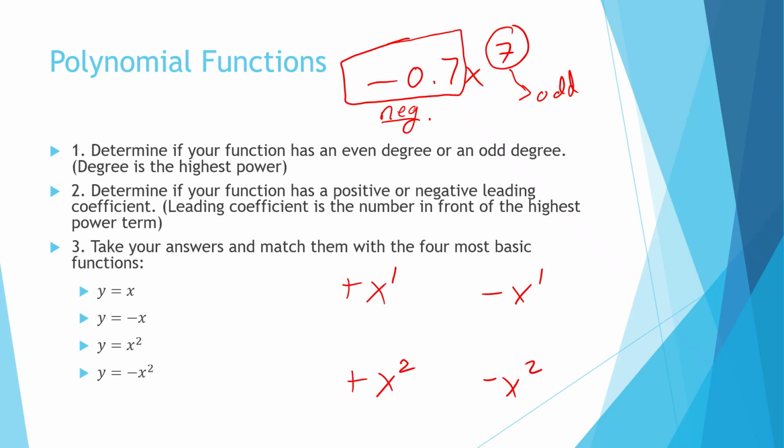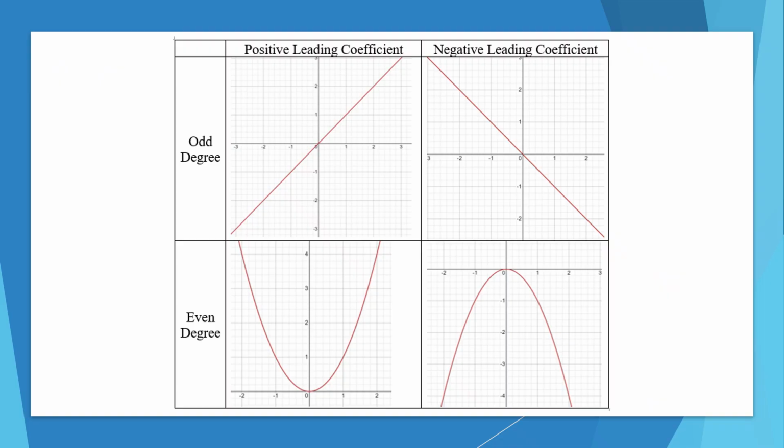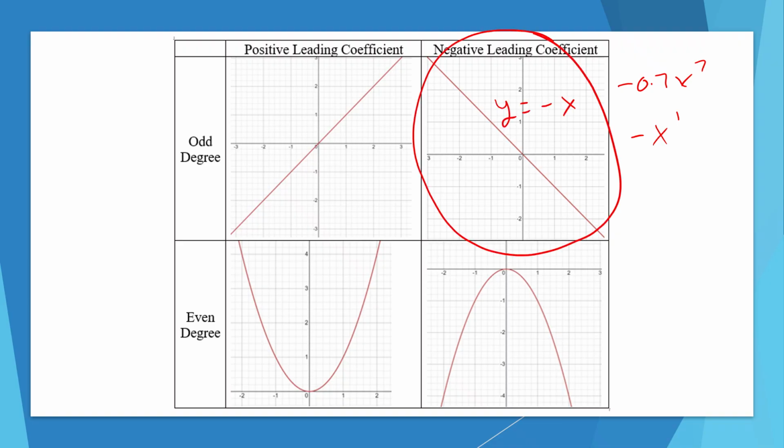And if it's an even degree, the most basic even number is 2. So those 4 graphs are going to be what your end behavior will look like. So again, if I have negative 0.7 x to the 7th, that's going to mimic negative x to the 1st, which is right here. This is the graph of y equals negative x.